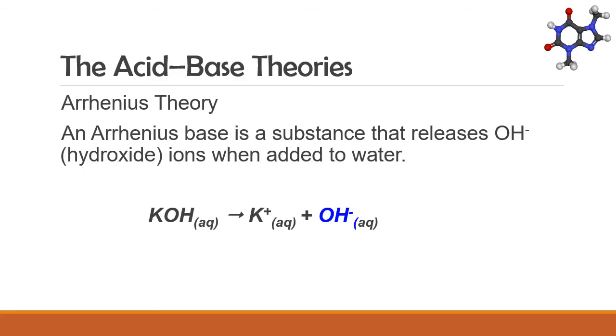Now let's go to Arrhenius' description of a base. According to Arrhenius, a base is a substance that produces hydroxide ions when added to water. So when you see hydroxide ions in the product of a reaction, this is an indication that the solution is basic. Before we proceed any further, let's look at the elements of a reaction.